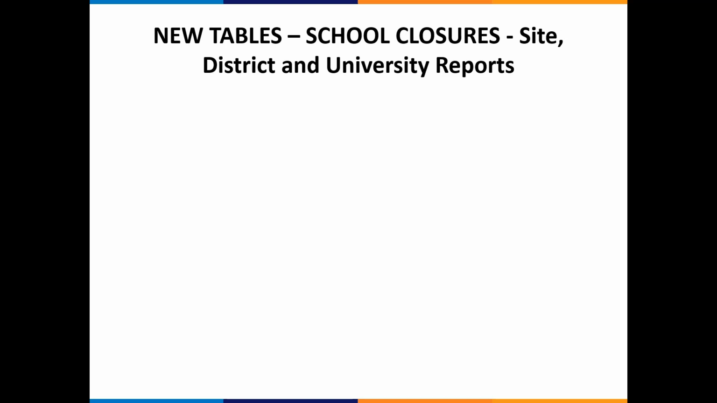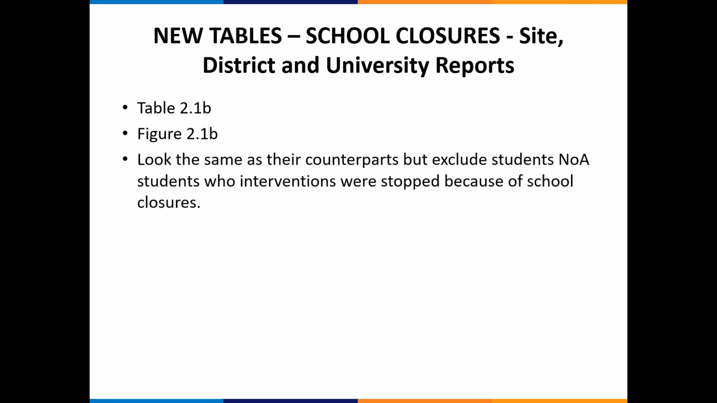Okay, so next, we wanted to talk about some tables that have been changed for this year because of all the school closures that we have. These new tables about the school closures affect the site, district, and university reports. So we're adding a new table 2.1b and a figure 2.1b. Specifically, these tables are going to look exactly like their counterparts, meaning table 2.1b looks exactly like table 2.1 and figure 2.1b looks exactly like figure 2.1.